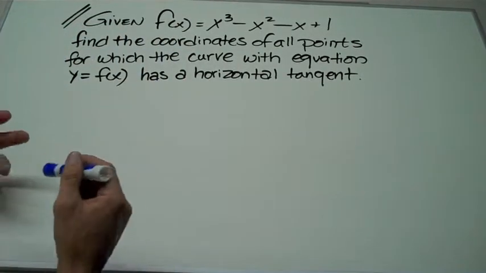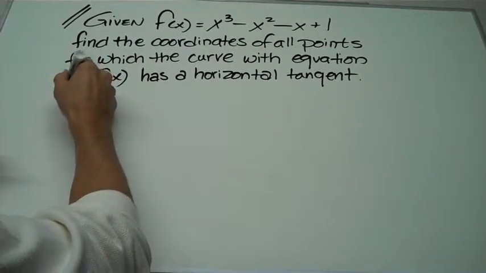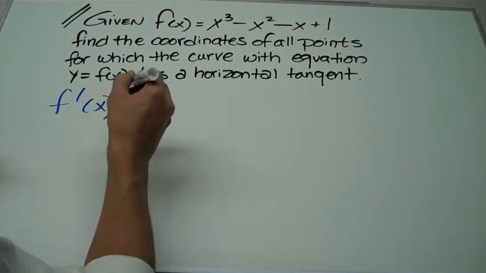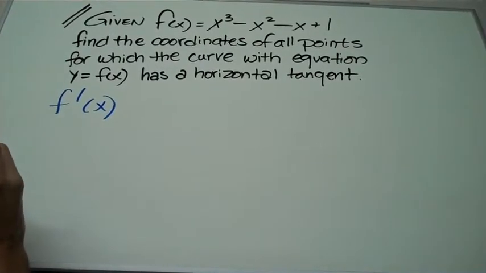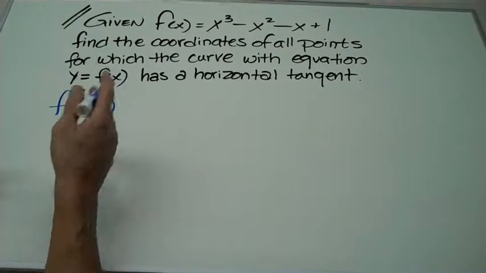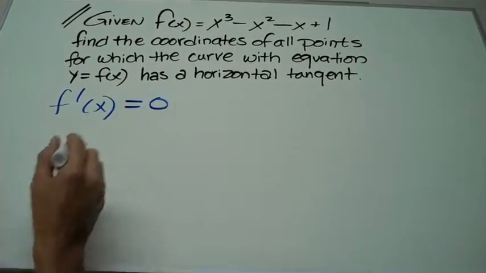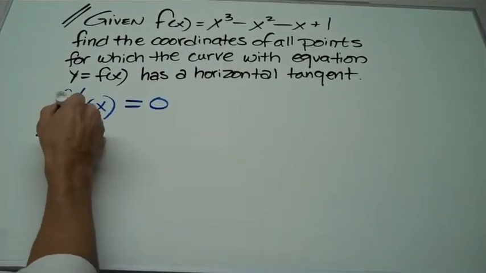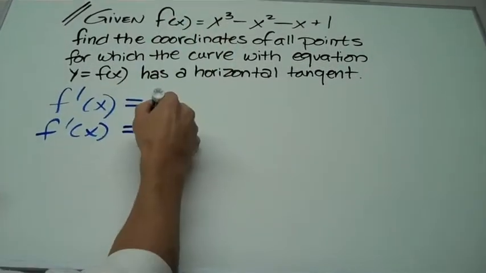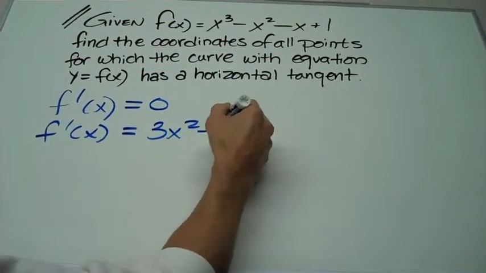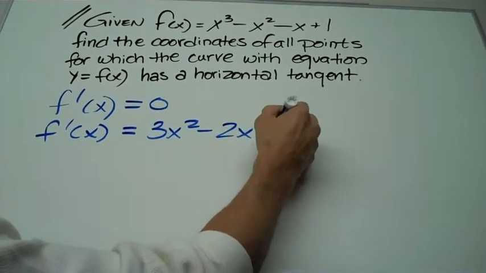Well, that means, first of all, we have to find what the derivative is, because we want to know where the tangent is horizontal. In other words, we want to know where the slope is equal to 0. In other words, we want to know where f dash of x equals 0. Well, what does f dash of x equal? That's our first step. F dash of x equals 3x squared minus 2x minus 1.